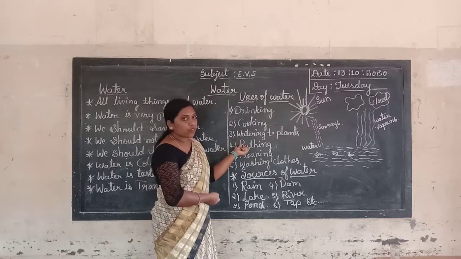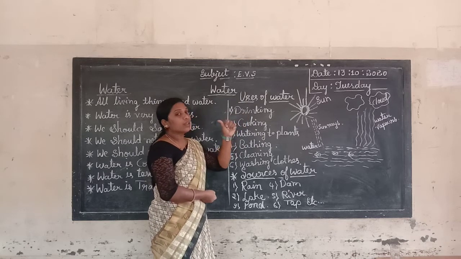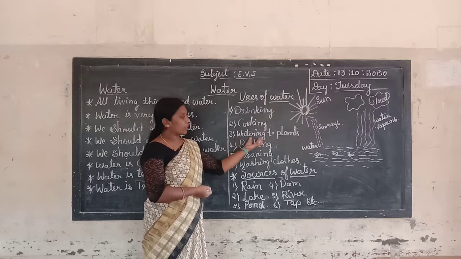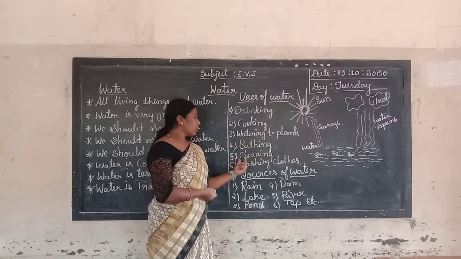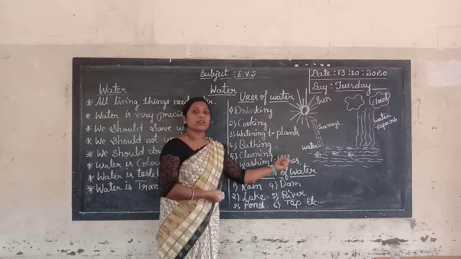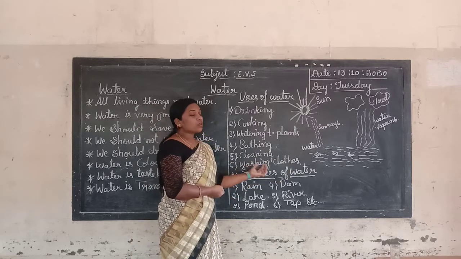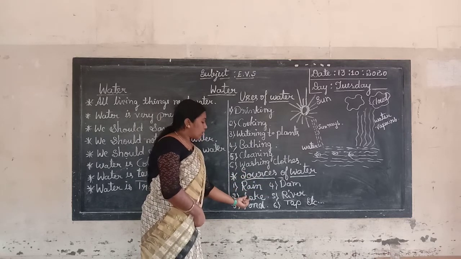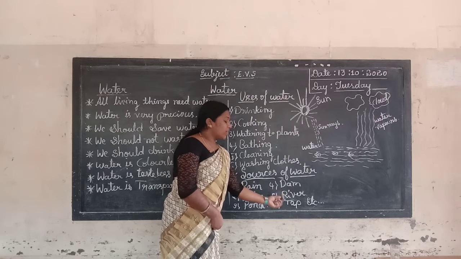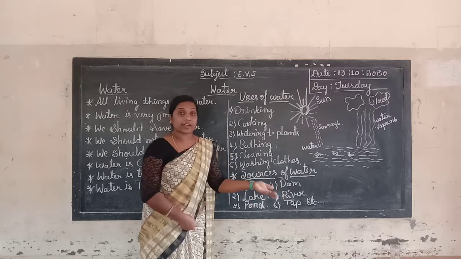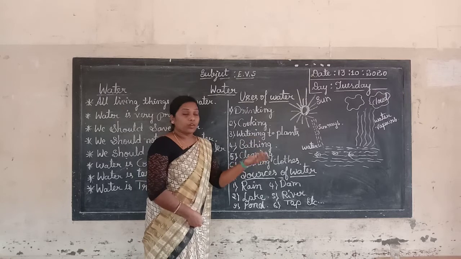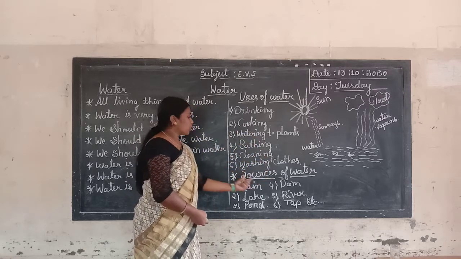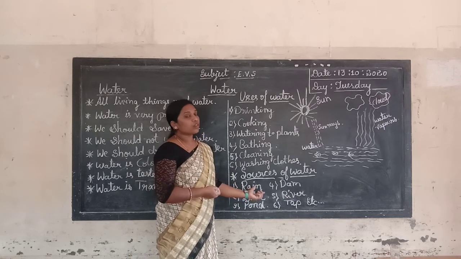Next, in which works do we use water? These are the uses of water. We use water for drinking, cooking, watering plants, bathing, cleaning, washing clothes. Next, sources of water. Which are the sources of water? Rain, lake, pond, dam, river, tap, falls, stream, tanks, tube well. So these are the sources of water. Rain is the main source of water.